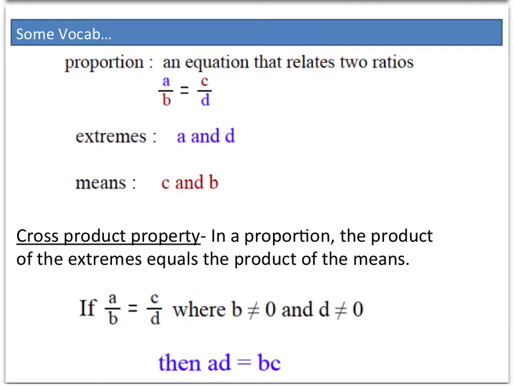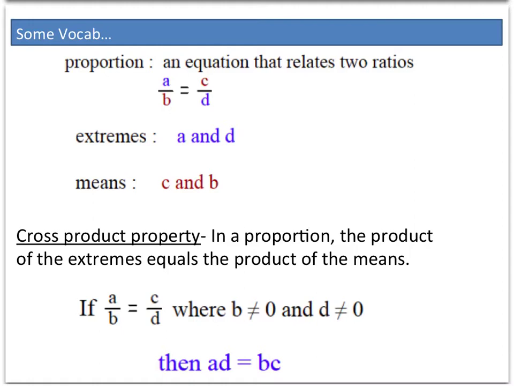If two ratios are equal, then we can write a proportion, which is just an equation that relates the two ratios. So the ratio of A divided by B is equal to the ratio of C divided by D. Basically what this means is that one fraction is going to be a multiple of the other one. And a little bit of vocab, we call A and D, the numerator of the first ratio and the denominator of the second, the extremes. And C and B, as indicated in the red, those are called the means of the proportion.